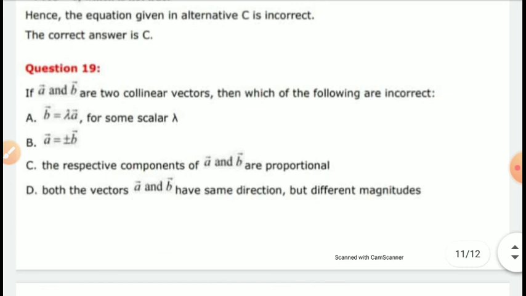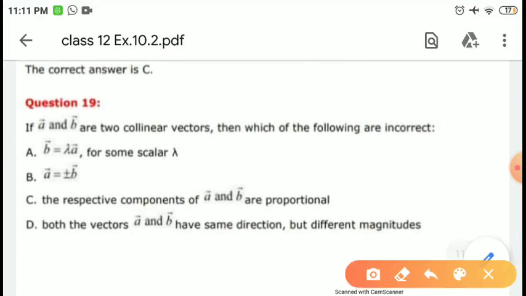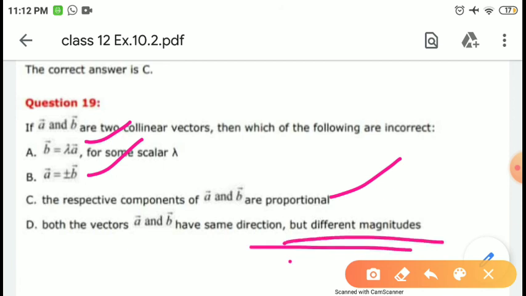See here, the first option is the scalar product, the second is also scalar product. The respective components of A bar are proportional, so that is also true. Both the vectors having the same direction but different magnitude: direction may not be the same.